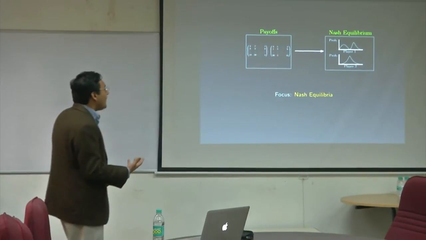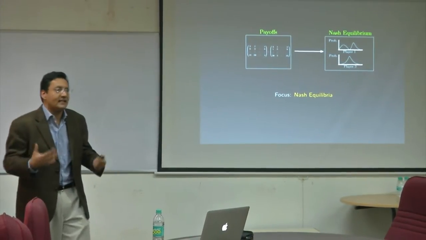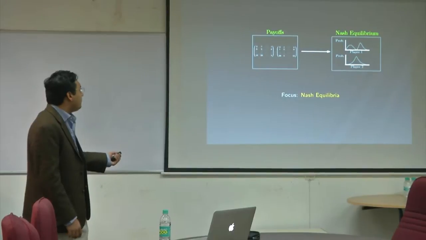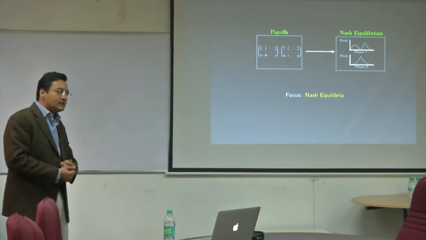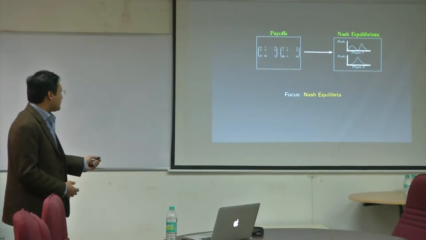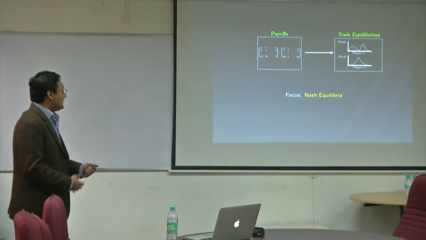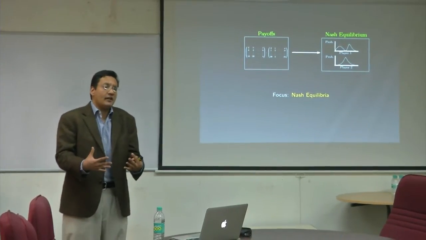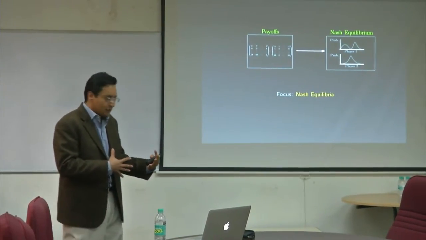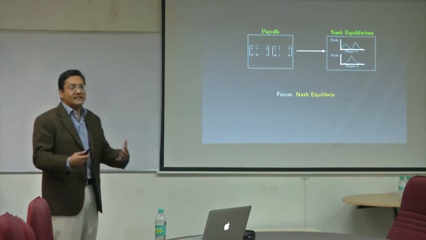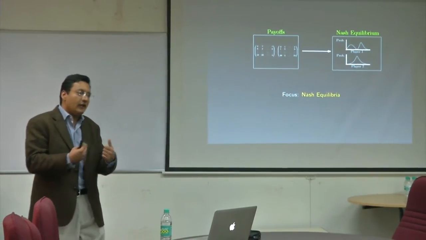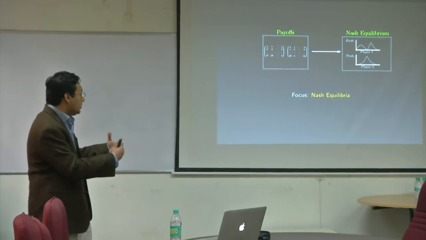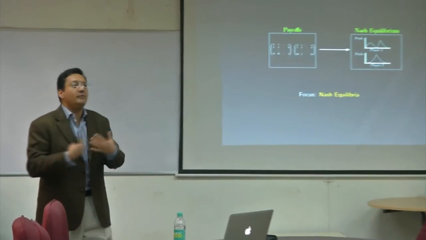In games you have players. Players are self-interested entities, and players have payoffs. So players pick some actions to maximize their own payoffs. And these equilibria, at a high level, denote distributions where players cannot benefit by unilateral deviation. So they're stable in this sense. They're stable in the sense that if every other player sticks to what it's doing, a player cannot benefit by unilaterally going to some other distribution over its actions.